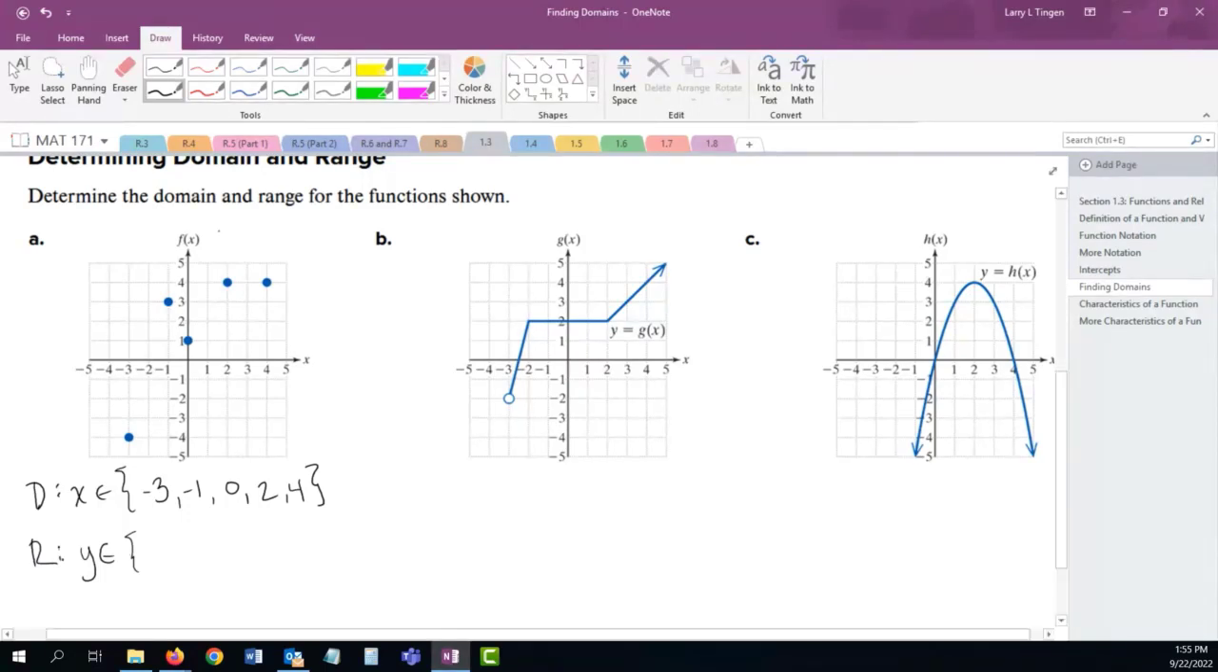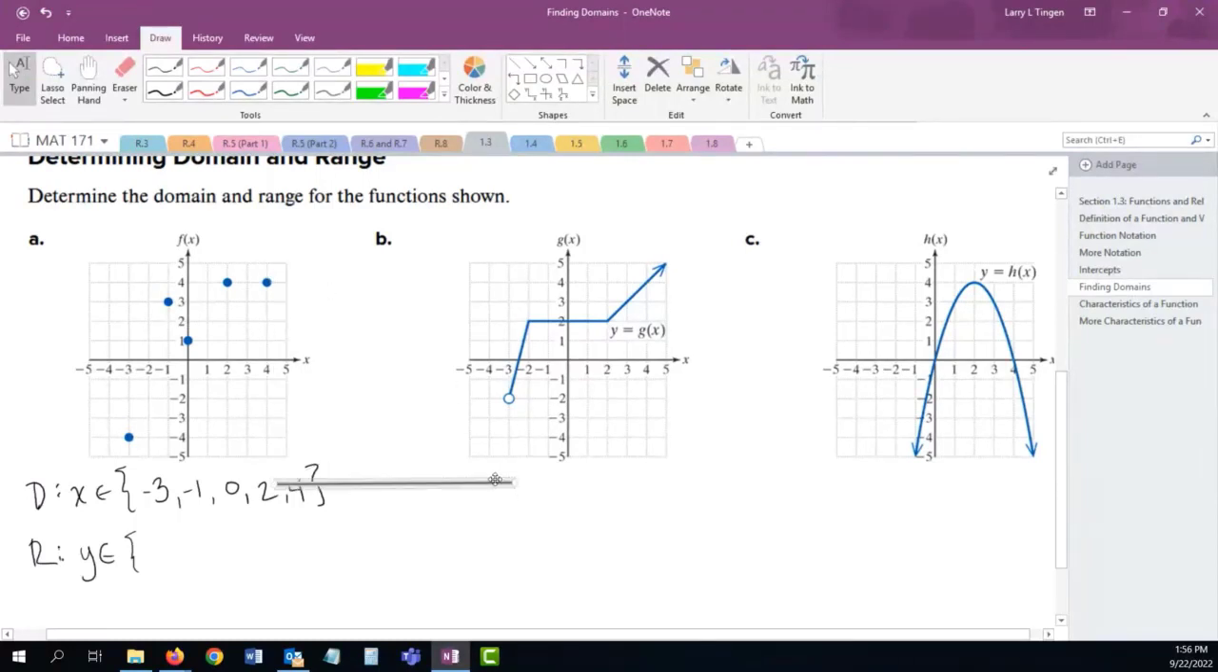So for the domain, what I did is I pretty much just looked at it vertically. I took the idea of a vertical line, and I just moved from left to right, and whenever I hit a point, I added it. So I hit that point, x is negative 3. I hit that point, x negative 1. Hit that point, x is 0. Hit that one, x is 2. Hit that one, x is 4.